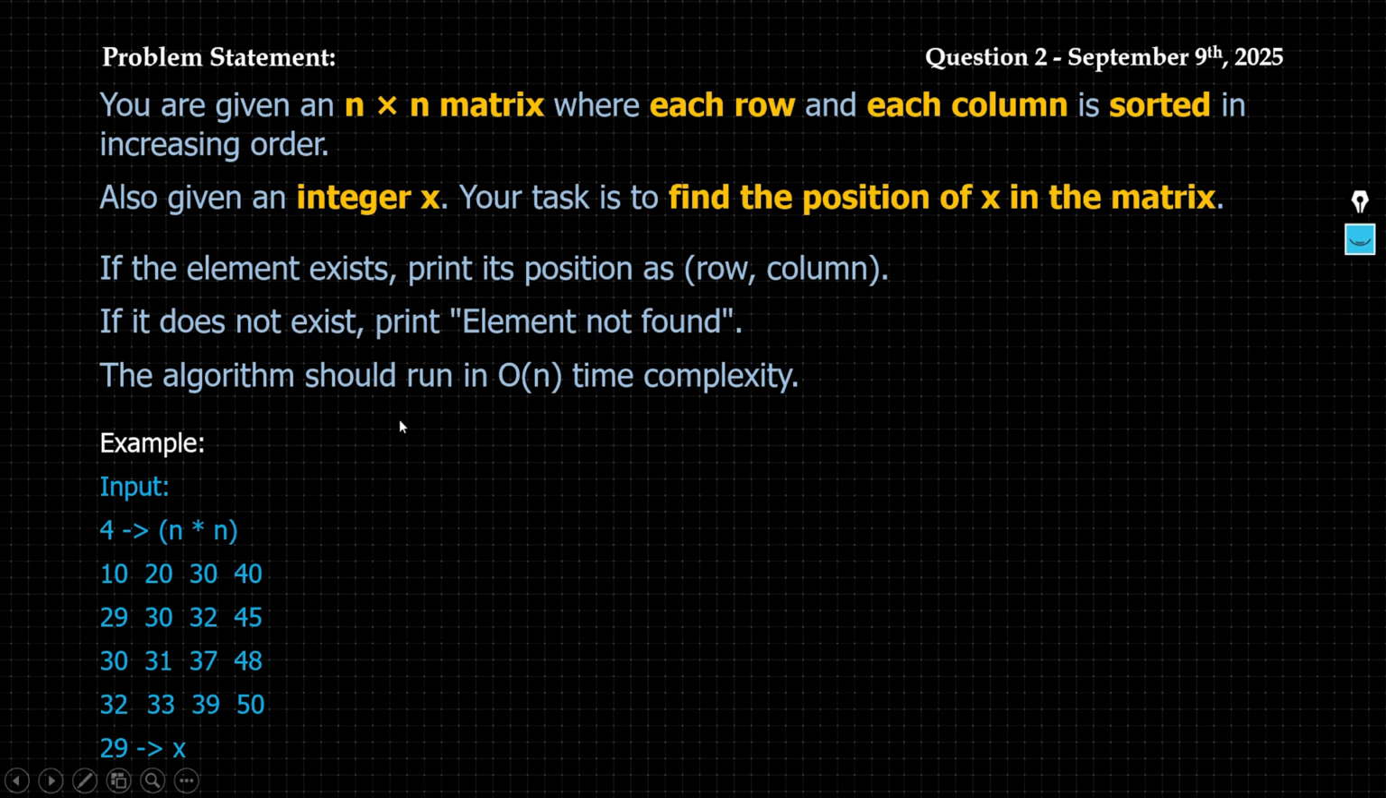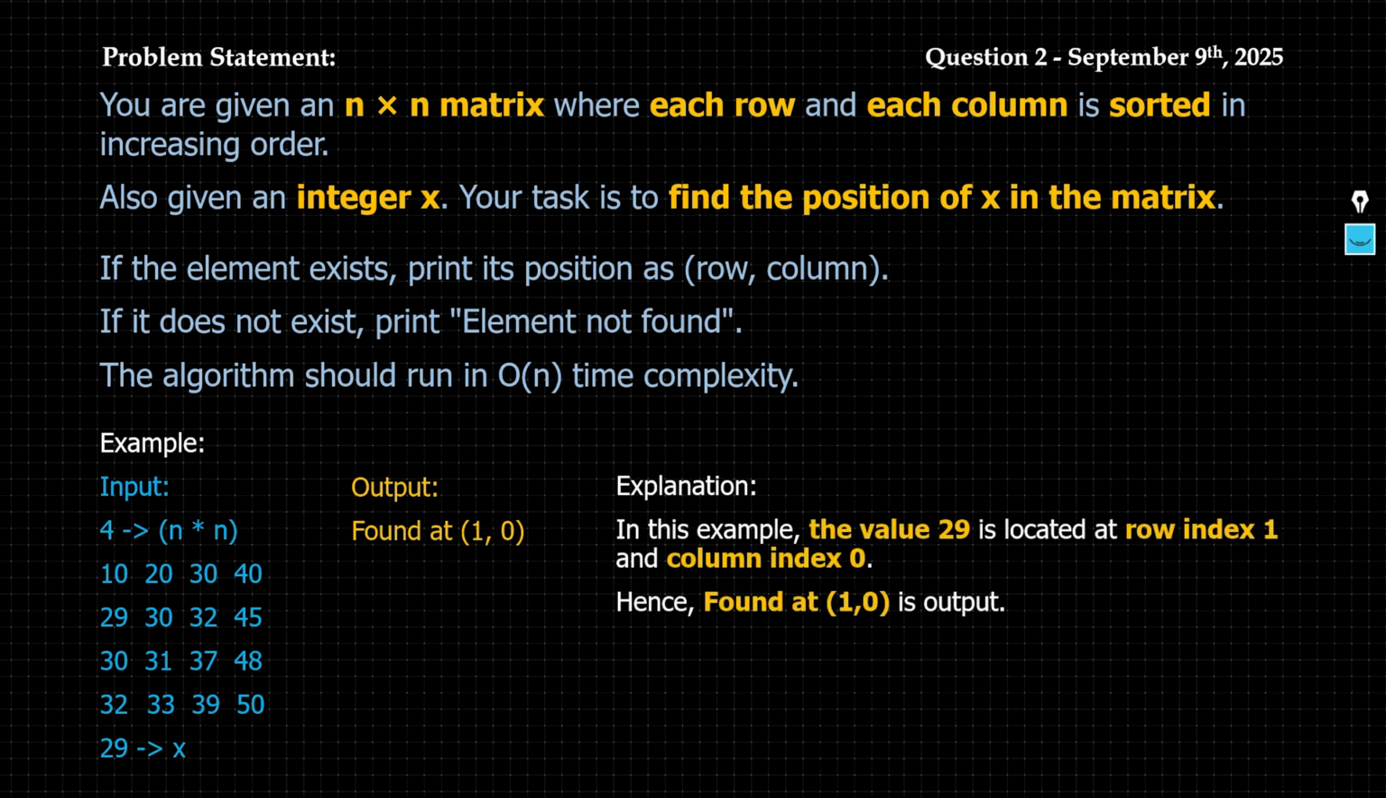Now its output will be found at 1 0. The 29 is present on the row of index 1, that is this row, and the 0th column, that is the first column. The explanation is very simple. In this example, the value 29 is located at row index 1 and column index 0. Hence found at 1 0 is the output.